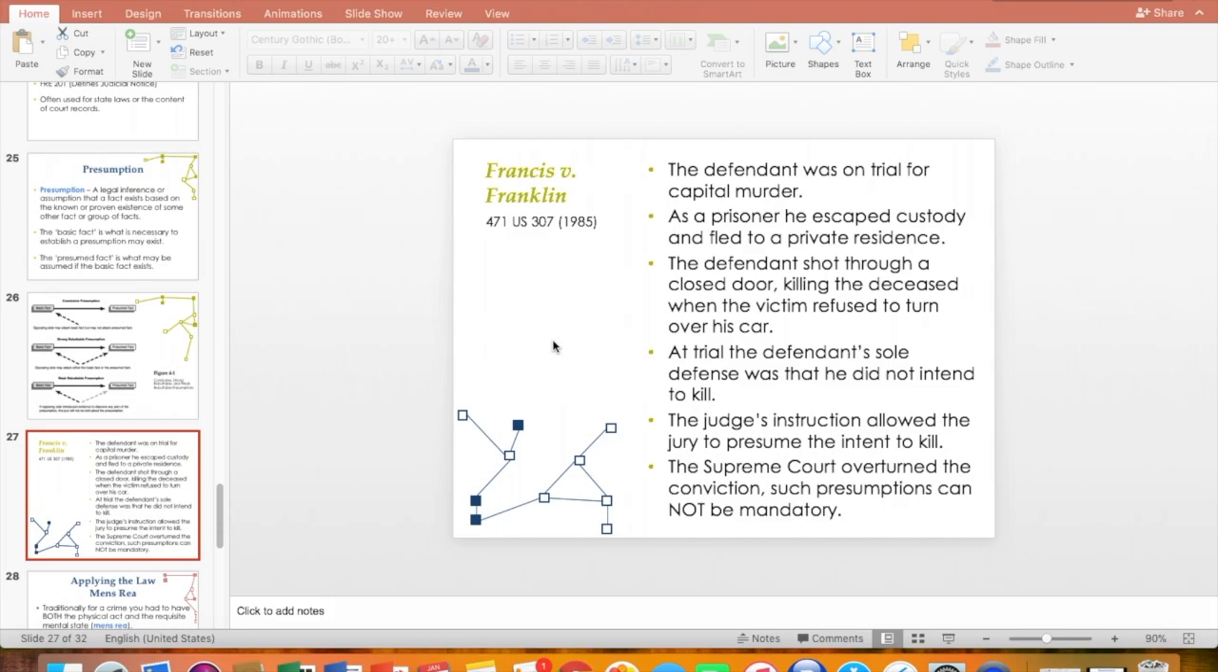Francis v. Franklin from 1985, the defendant was on trial for capital murder. As a prisoner, he had escaped custody and fled into a private residence. The defendant shot through a closed door, killing the deceased when the victim refused to turn over his car. At trial, the defendant's sole defense was that he did not intend to kill. The judge's instruction allowed the jury to presume an intent to kill. The Supreme Court overturned this conviction, as such presumptions cannot be mandatory.